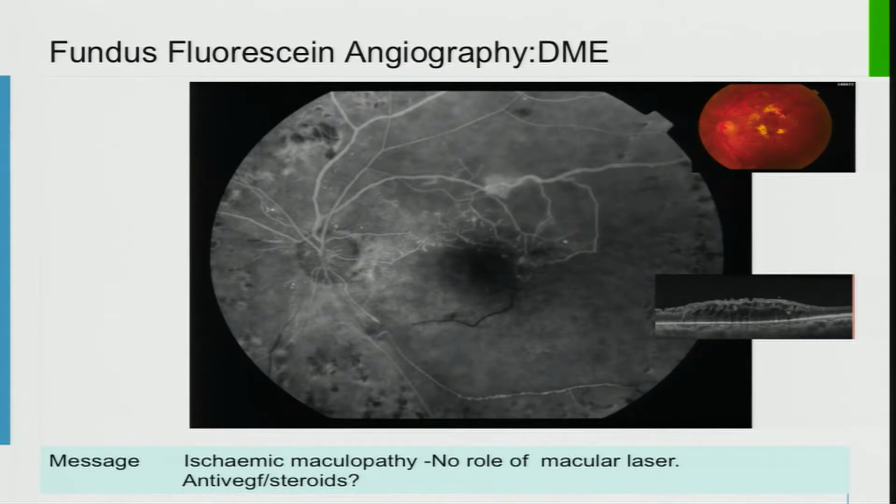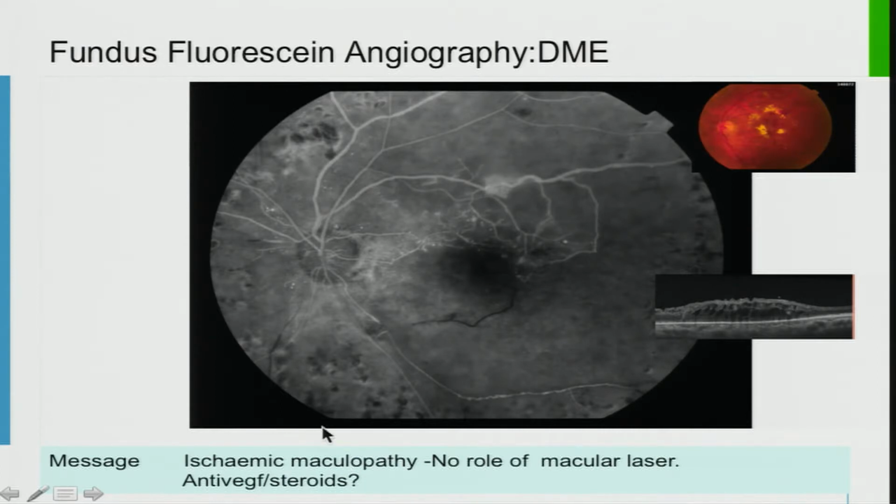Coming to ischemic maculopathy, here your OCT shows intraretinal edema. There are a lot of hard exudates on your OCT, on your color picture. But as soon as you run your angiography, you notice that here you're dealing with an ischemic macula. So does really anything have a role?